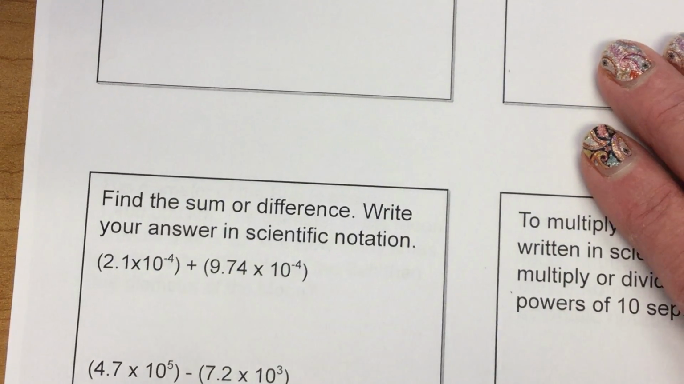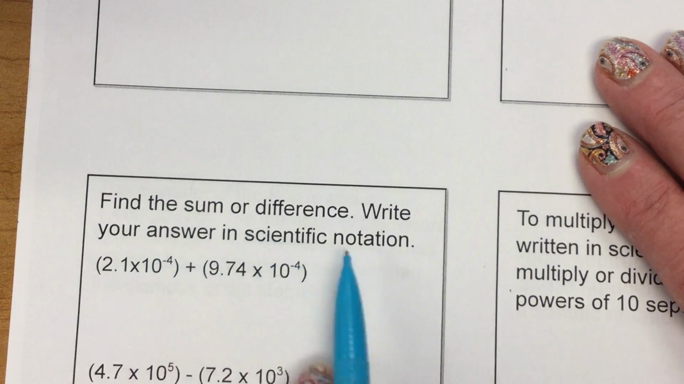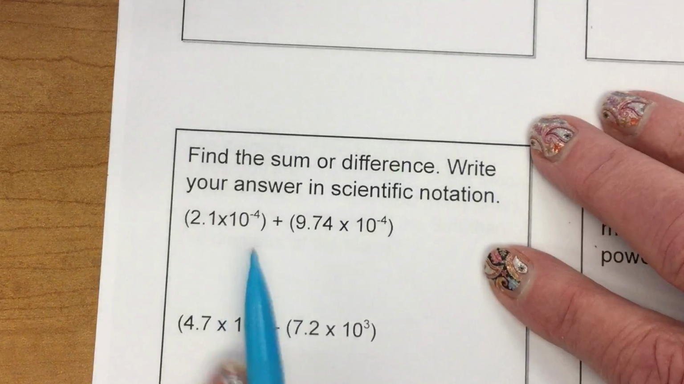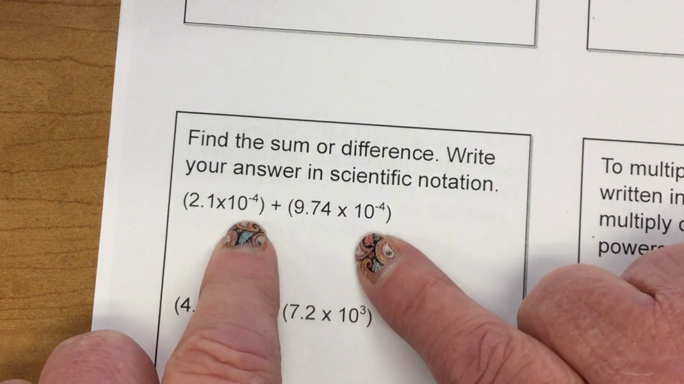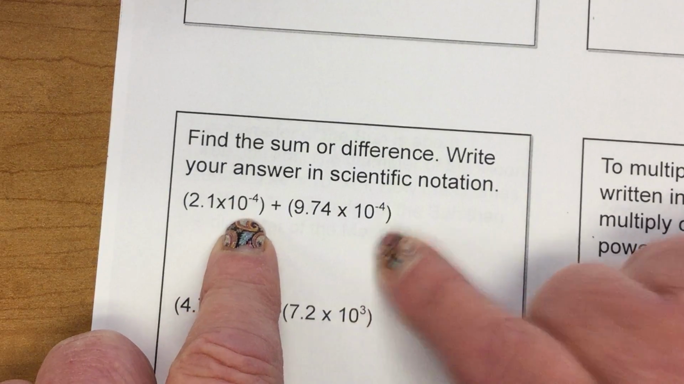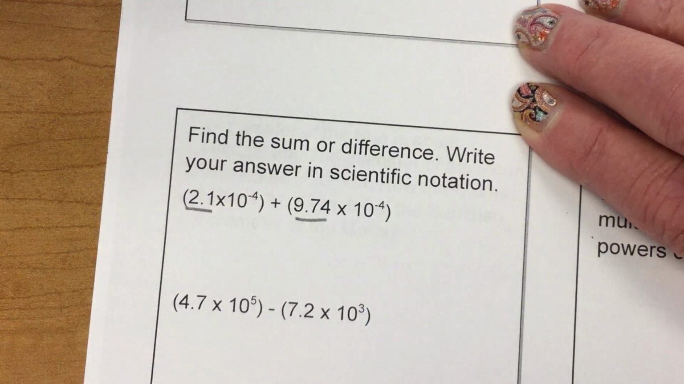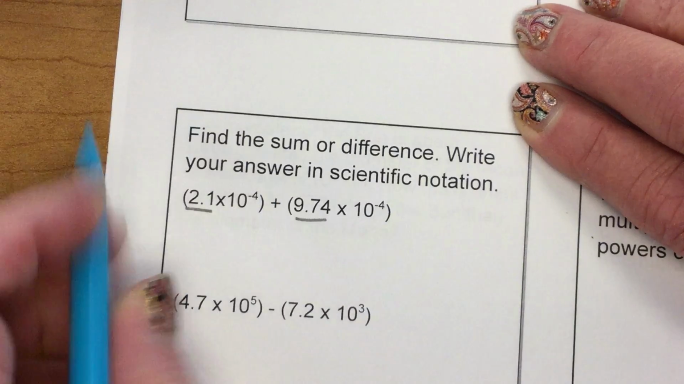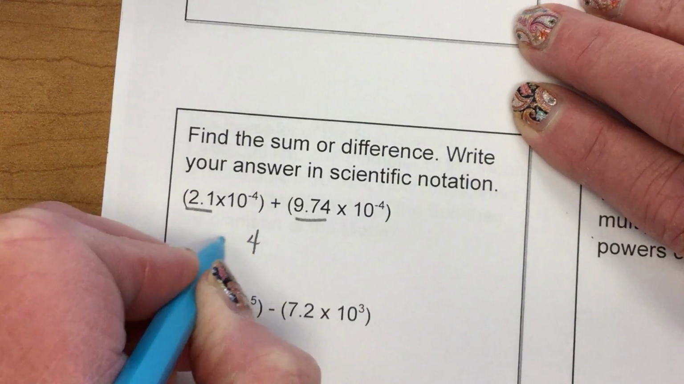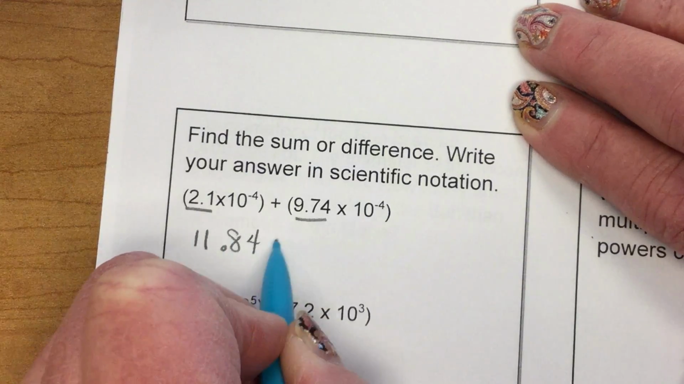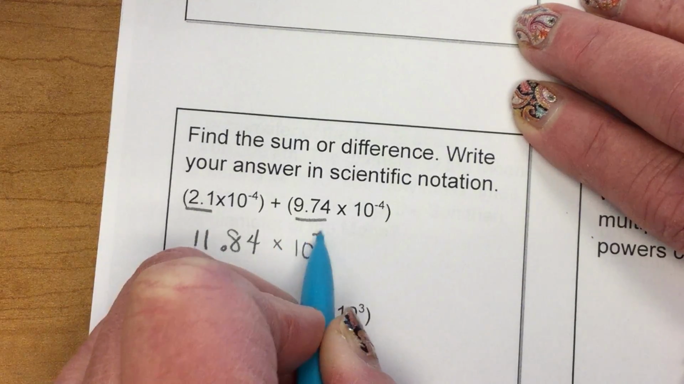So here we go. Find the sum or difference and write your answer in scientific notation. 10 to the negative 4, 10 to the negative 4. Perfect. So we're just going to add the factors out front. So we add, 11 84/100 times 10 to the negative 4.